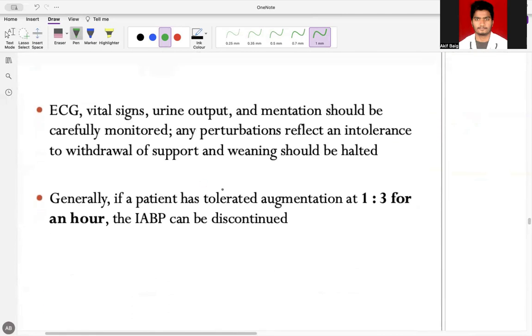Generally, if a patient has tolerated augmentation at 1:3 for an hour, you can discontinue the IABP. That means if the shock has got better or been relieved, and the patient is on 1:3 and tolerating the IABP for at least an hour, you can plan for IABP removal.